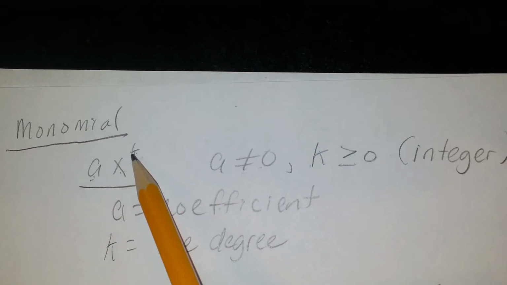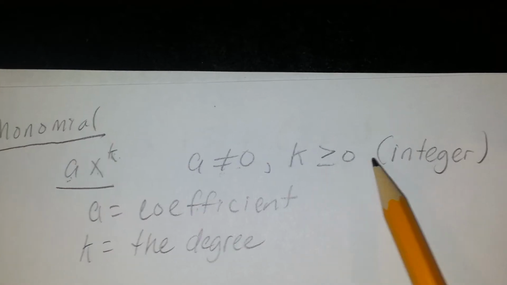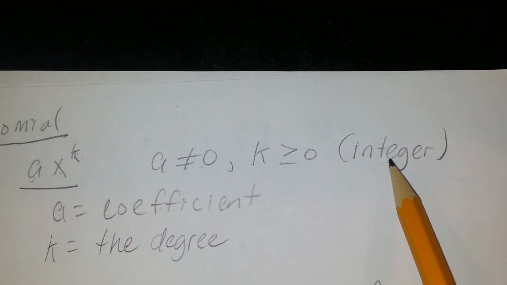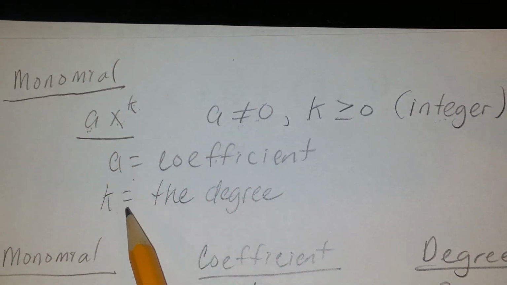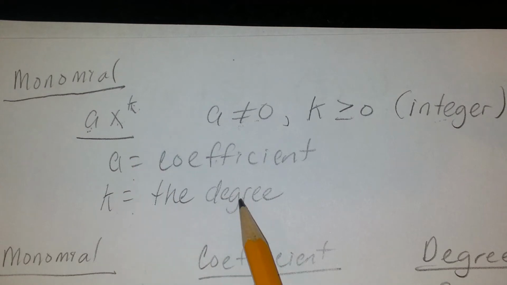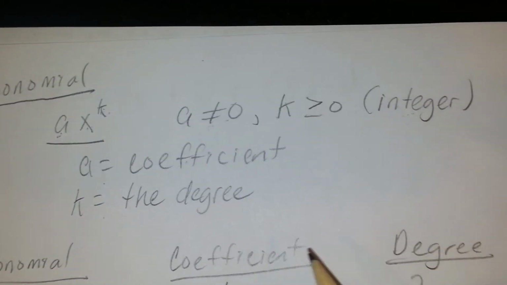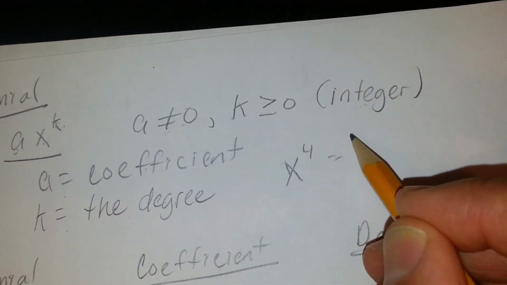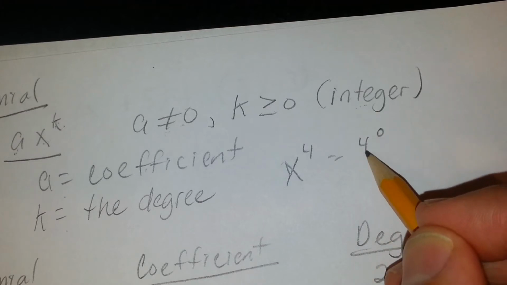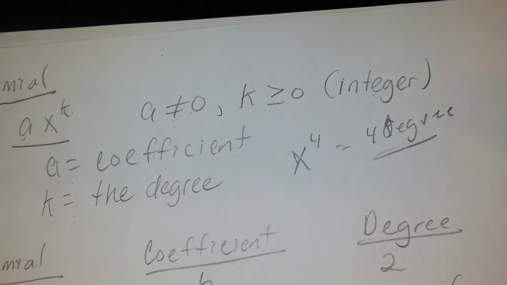K can be 0 or greater. K must be greater than or equal to 0, and it has to be an integer for us to be a polynomial, okay? Integers, 1, 2, 3, 4, right? So a is our coefficient. K, the exponent, represents the degree of the monomial. If it's to the third power, it's a 3 degree. X to the fourth, that's an x, 4 degree, okay? That's an abbreviation. 4 degree, okay?